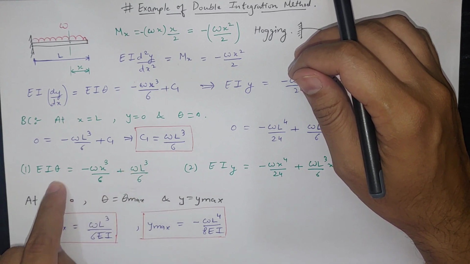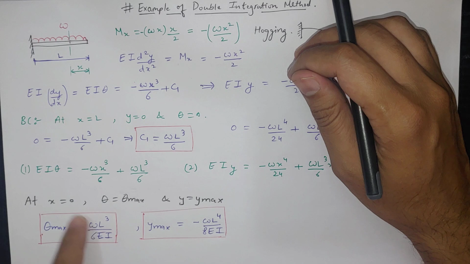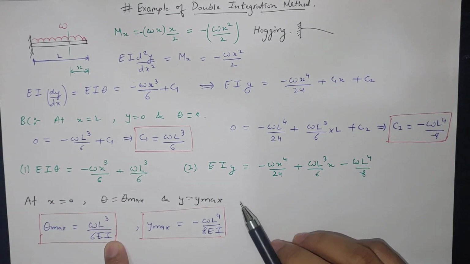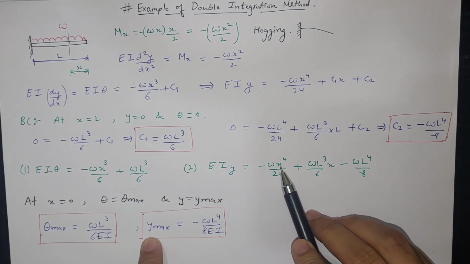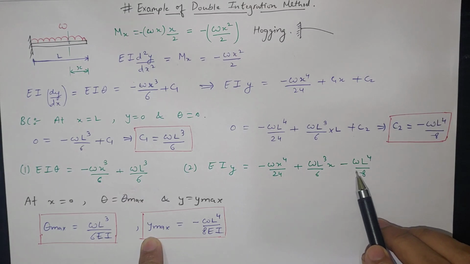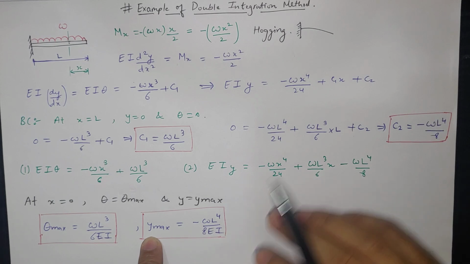So theta will be equal to WL cube by 6, EI will go on this side, so 6 EI. Similarly, if we place x equal to 0 in this equation, these two terms will be 0, and y maximum will be equal to minus WL raised to 4 by 8 EI. So these are the two equations.